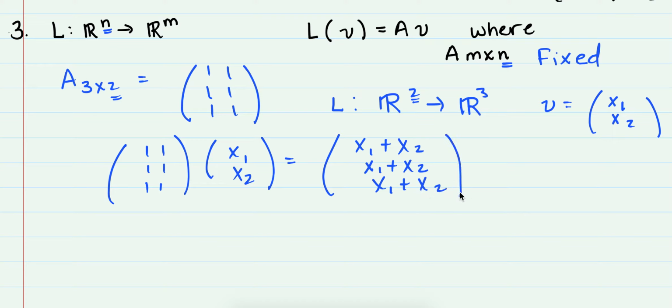So you can come up with any matrix you like. The n part will be what you're taking. So if it's 5, you would take R5 to whatever number's here. If it's 3, then you would be taking R5 to R3. So you can come up with any matrix you like. This is always going to be a linear transformation. And we can check that.